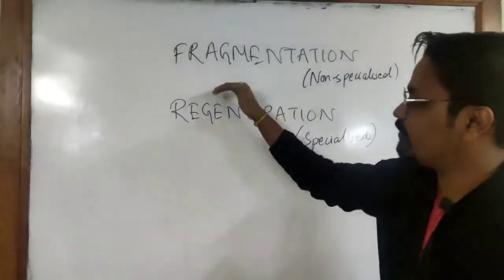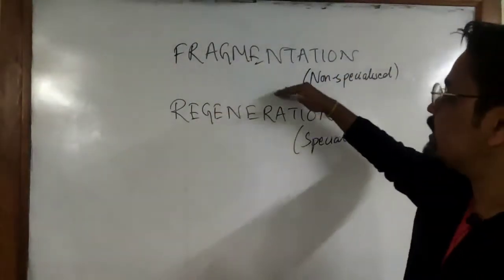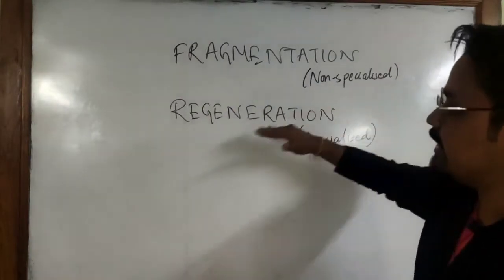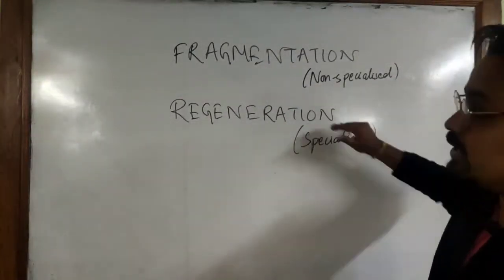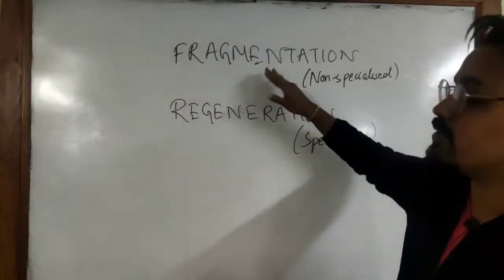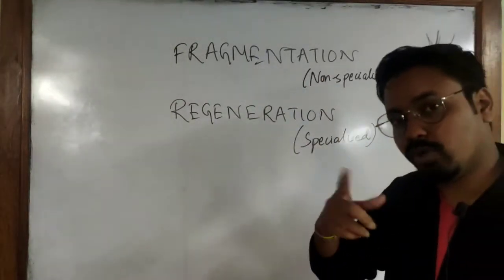So that is the difference between fragmentation and regeneration. Fragmentation takes place with the help of non-specialized cells and regeneration takes place with the help of specialized cells. Now fragmentation is the primary reproductive process that certain organisms follow.